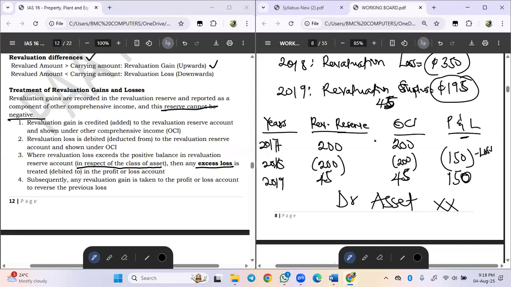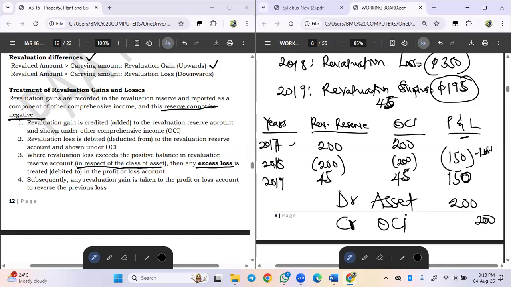Surplus. So here for 2017, the surplus was 200. So in that year, you debit the asset. What it means is that you are going to increase the asset figure by what? 200. Then the corresponding credit entry will be in what? OCI. So that's what it means.